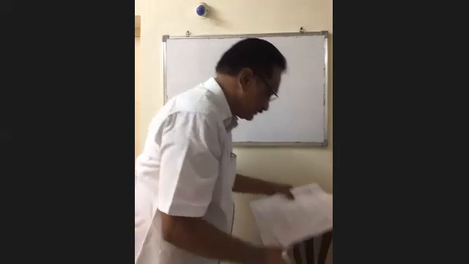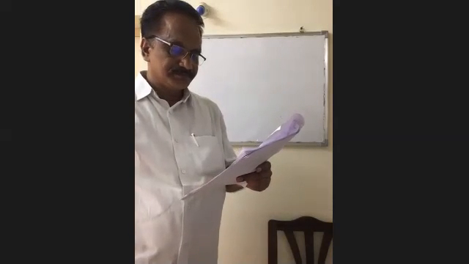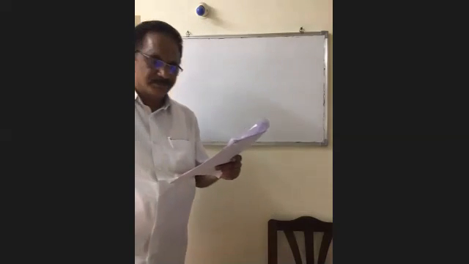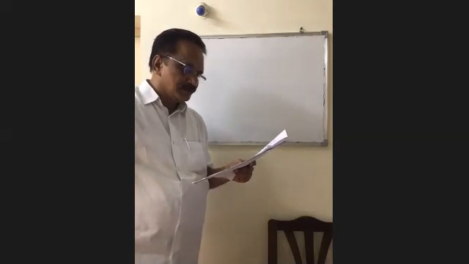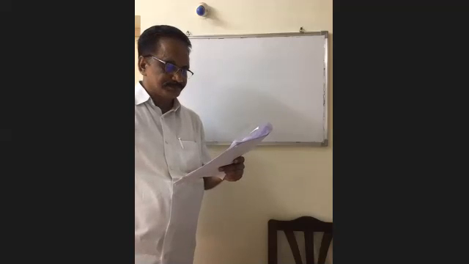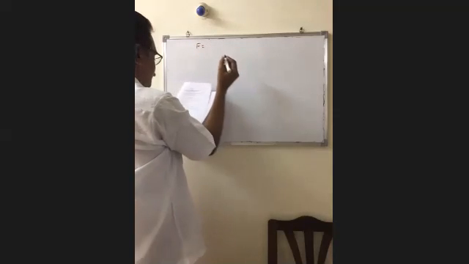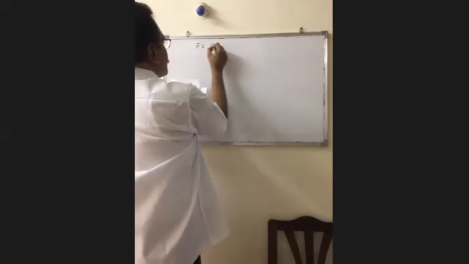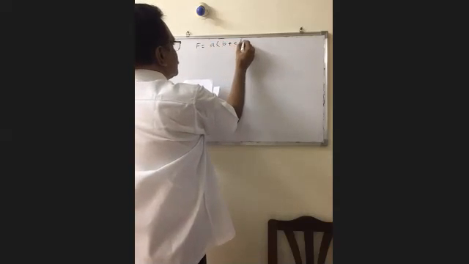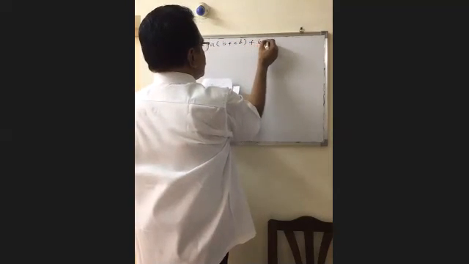Take one more example. Implement the following function using only 2 input NOR gates. F is equal to A into B plus CD, plus BC.